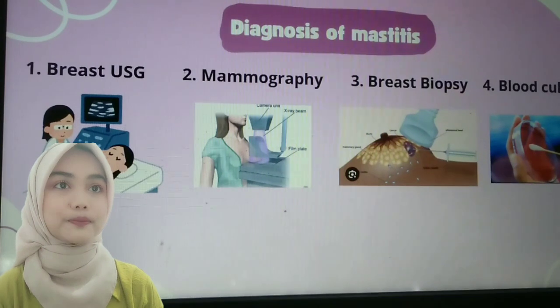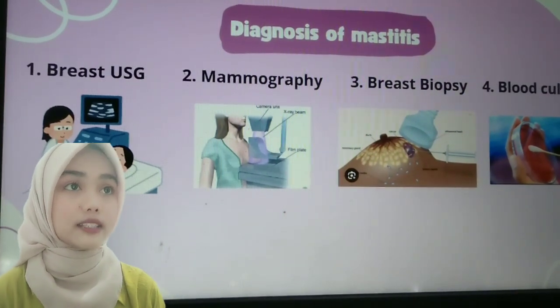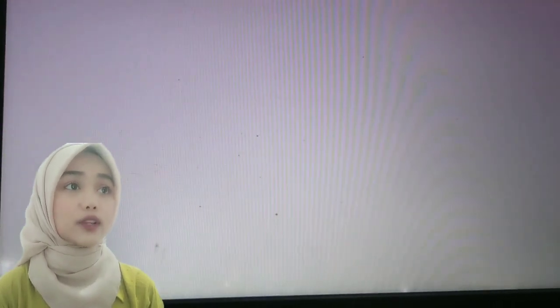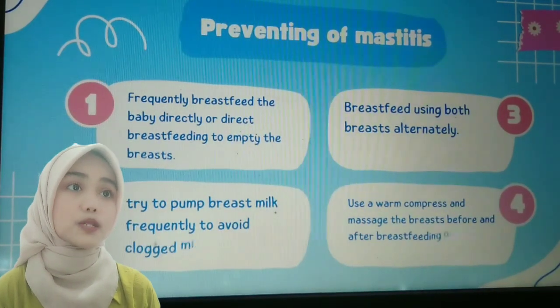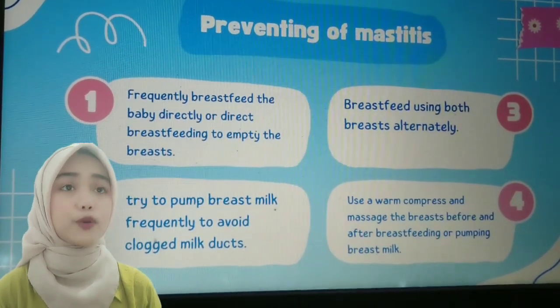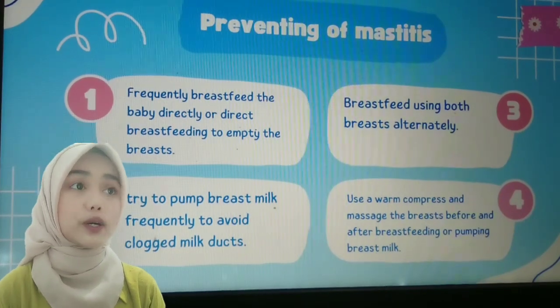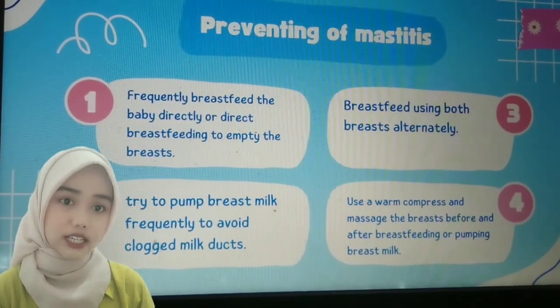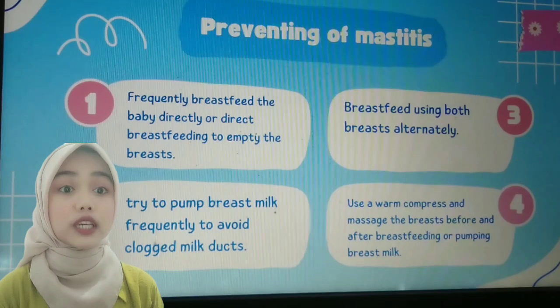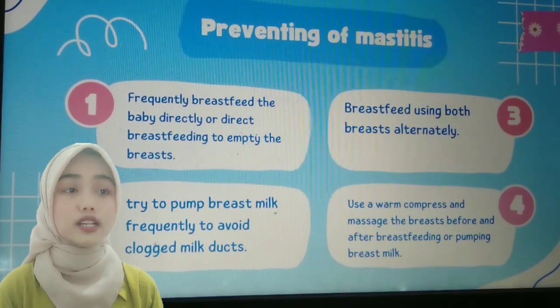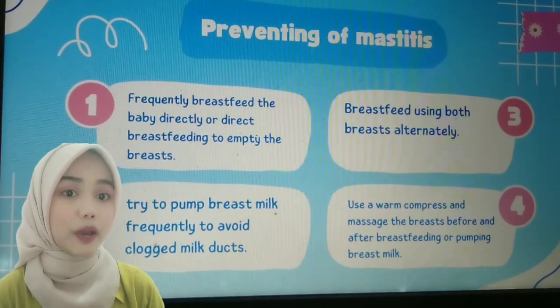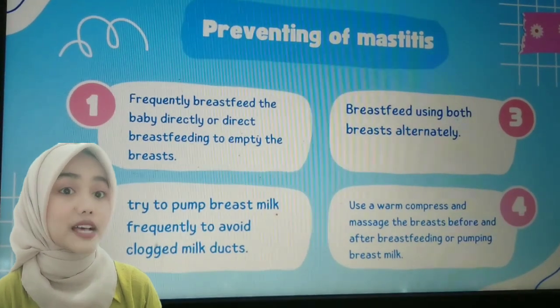Okay, next. I'd like to focus on this point: mastitis is a condition that requires treatment as soon as possible so that the mother can feel comfortable again when breastfeeding her baby and prevent serious complications. This is a problem and we need to prevent it. So the last point is how to prevent mastitis.